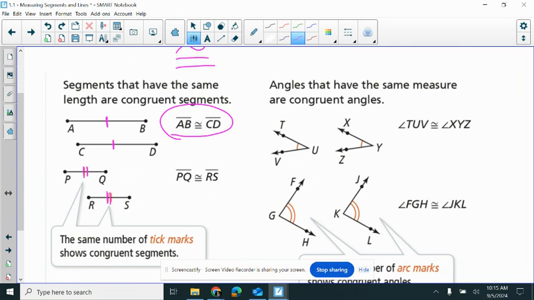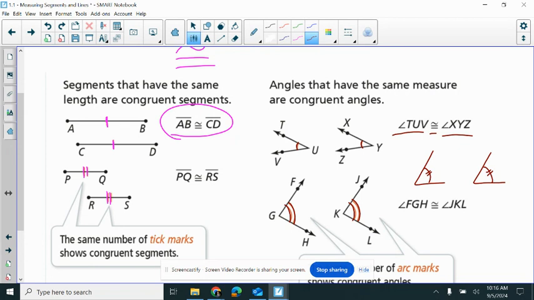In angles, you use arcs to represent congruency. So if angle TUV is congruent to angle XYZ, then they could both have one arc. If another set of angles are congruent, they could both have two arcs. Another way sometimes you'll see this is if I have two congruent angles, sometimes you'll see tick marks on an arc, and that pretty much means the same thing. It just means that those two angles would be congruent.